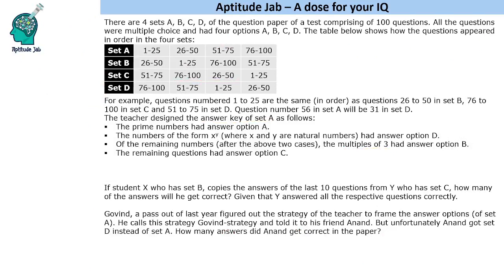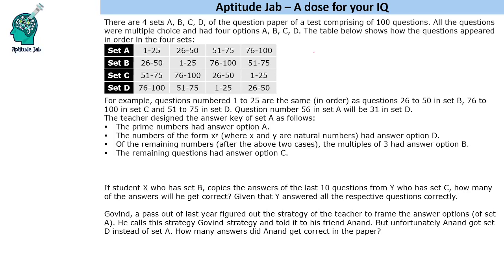There are a couple of more questions on this. Since it's a difficult set, you can expect 6 questions from such kind of sets in the examination. If student X who had set B copies the answers of the last 10 questions from Y who has set C, how many of the answers will he get correct of these? Given that Y answered all the respective questions correctly. So we need to check how many of them will this person X get correct.